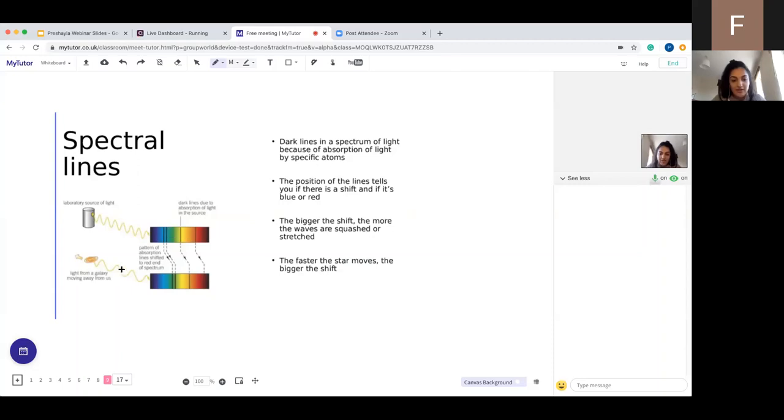And then we find that the light from the galaxy shifts that light. Okay, it shifts that light towards the red end of the spectrum. And that's how we know that the light has been redshifted, because of these spectral lines. So the position of the lines tells us whether there's been a blue shift or a red shift. And the bigger the shift, the more the waves are squashed. And the faster the star moves, the bigger the shift.